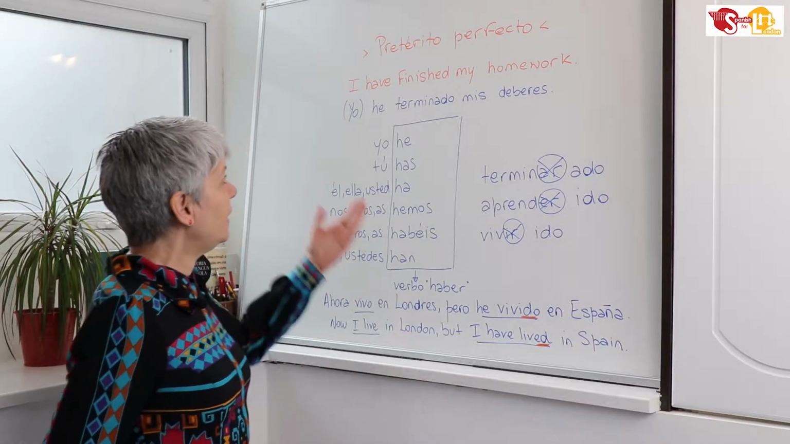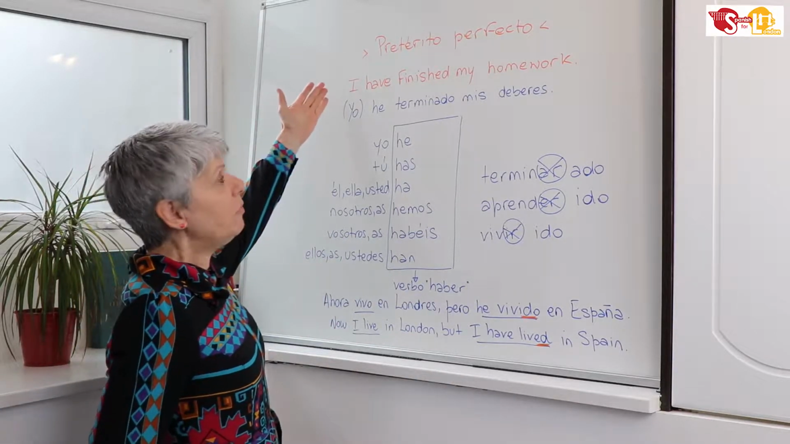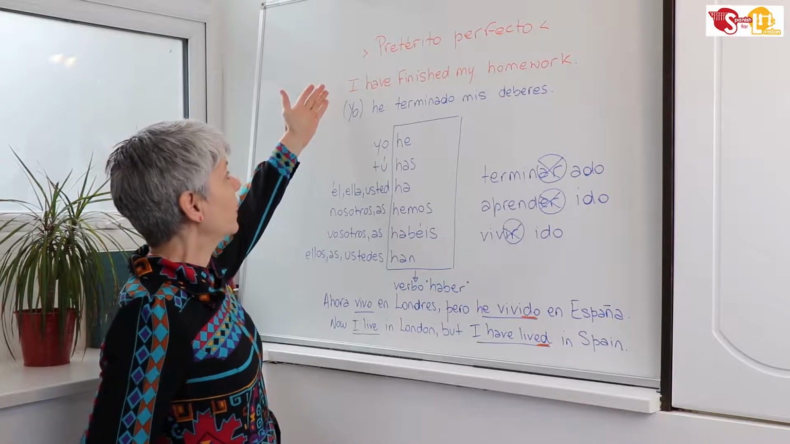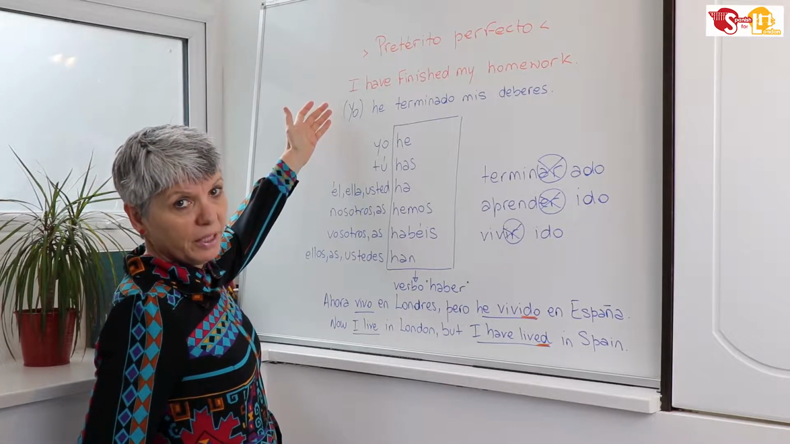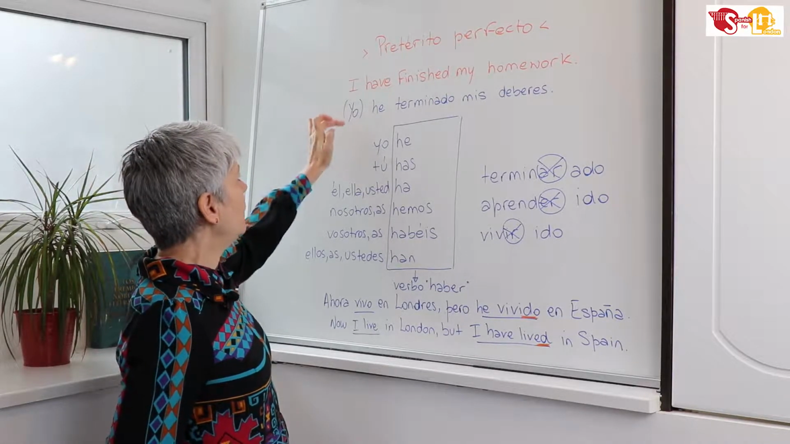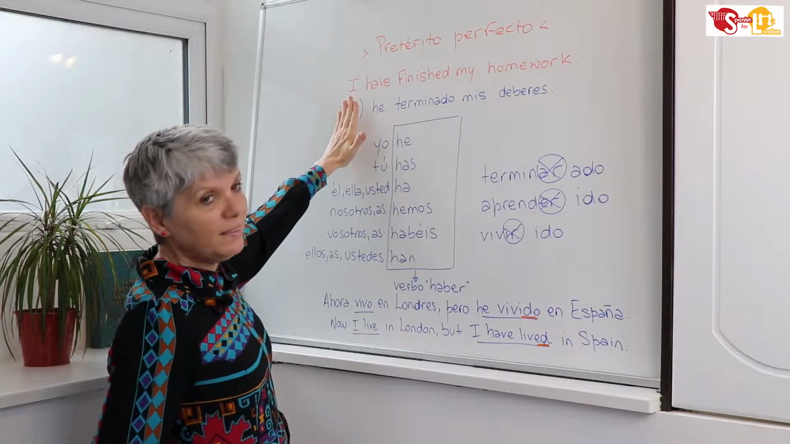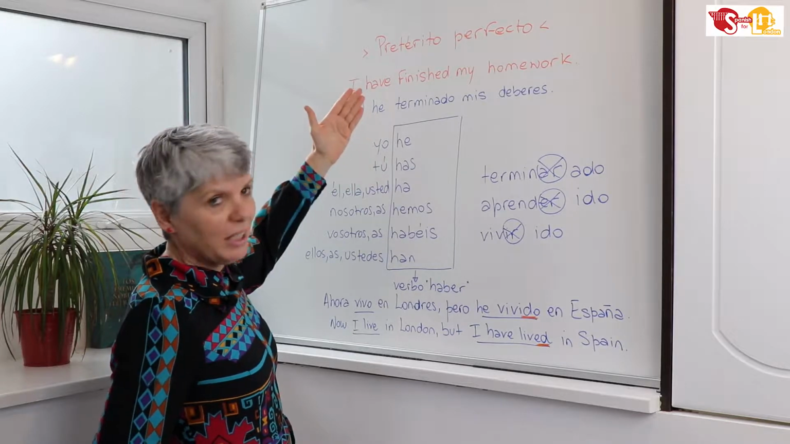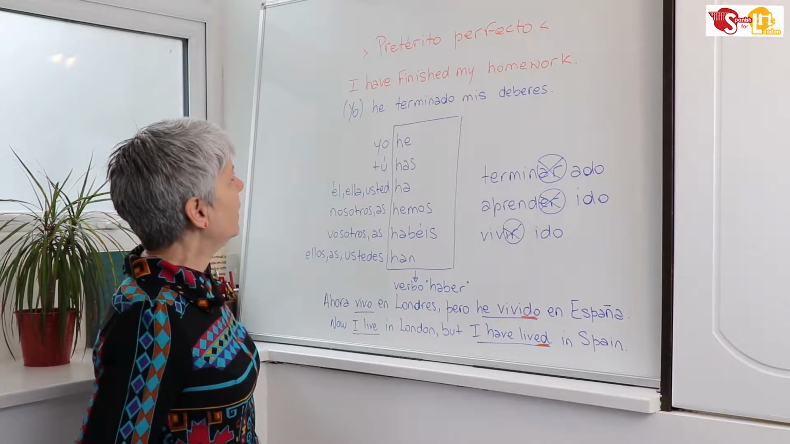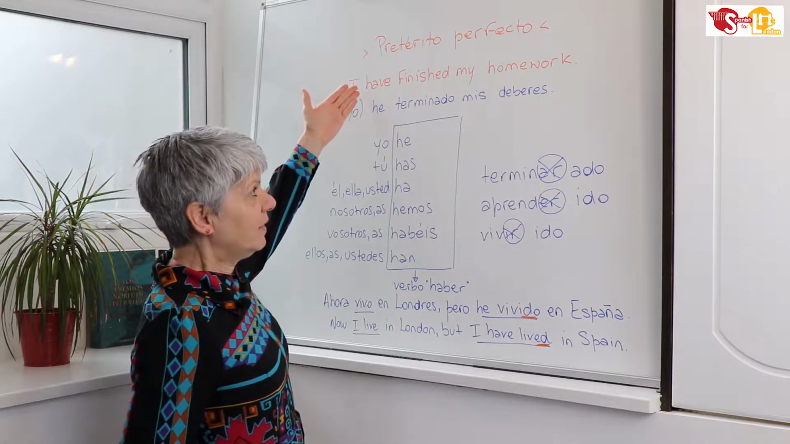As you can see in our first example, I have finished my homework. Yo he terminado mis deberes. Remember that I put the yo into brackets because most of the time we drop this and we say only he terminado mis deberes. Okay, as you can see, this is a past tense.